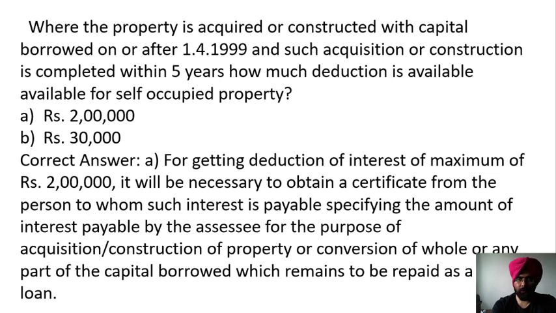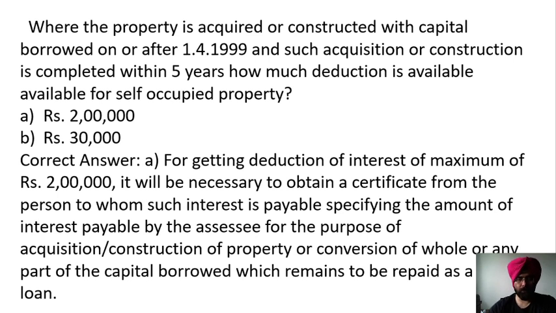So when the property is acquired or constructed and is self-occupied, then up to a maximum of rupees 2 lakh you can claim a loss under the head income from house property, because income from self-occupied property is treated as nil. So for acquisition or construction, the limit is 2 lakh. If it is for other purposes like repair, renovation, renewal, etc., then the deduction of rupees 30,000 of interest payable can be claimed.